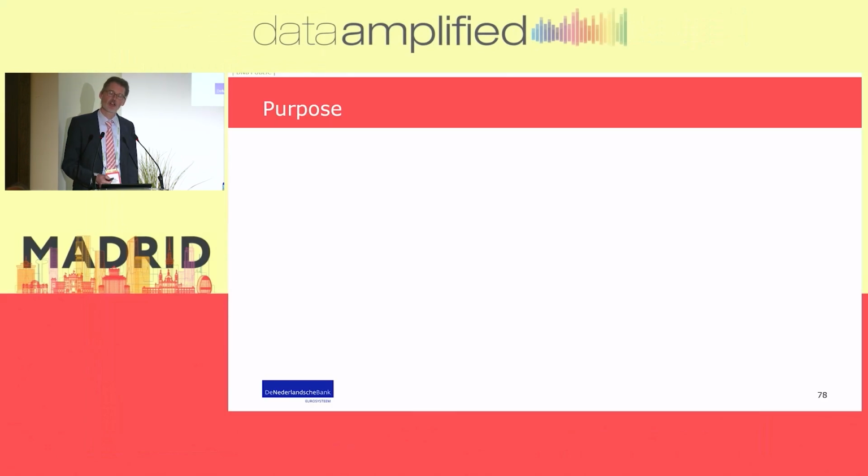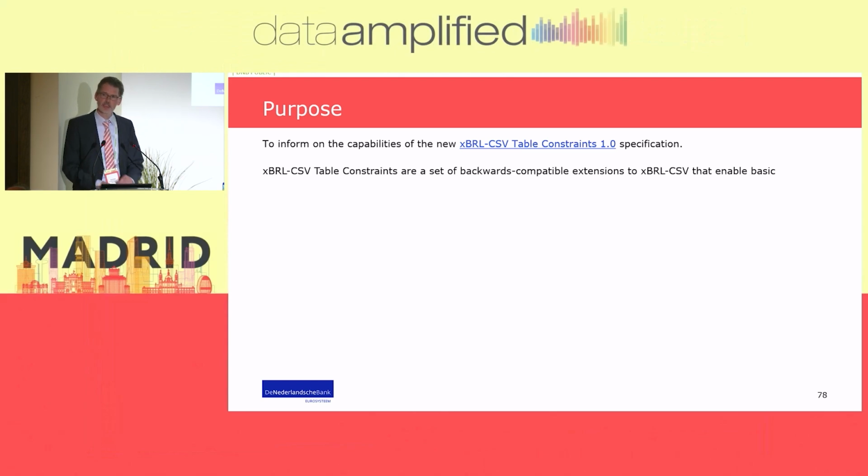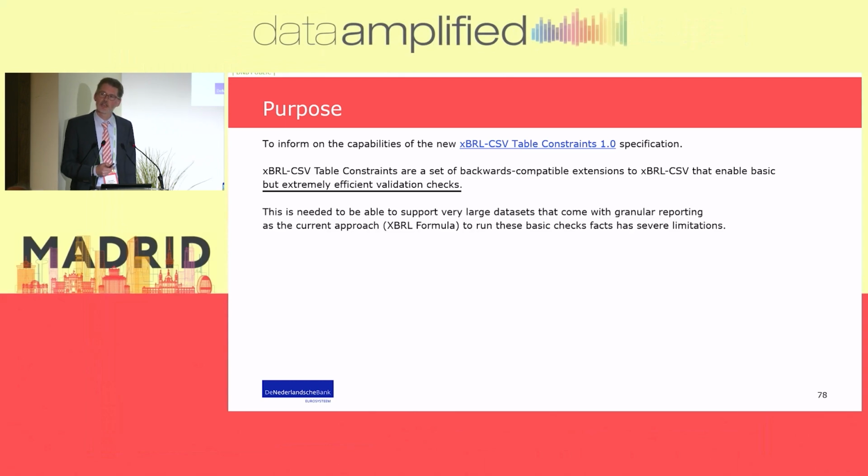So my goal today is to explain what we try to achieve with the table constraint specification. What is it? It's a backward compatible extension of xBRL-CSV. So any xBRL-CSV processor currently out there should be able to just read this and ignore it. Its goal is to have basic but very efficient validation capabilities. And we need this. Looking at xBRL-CSV, the files will be very large. That's exactly what it is intended for.